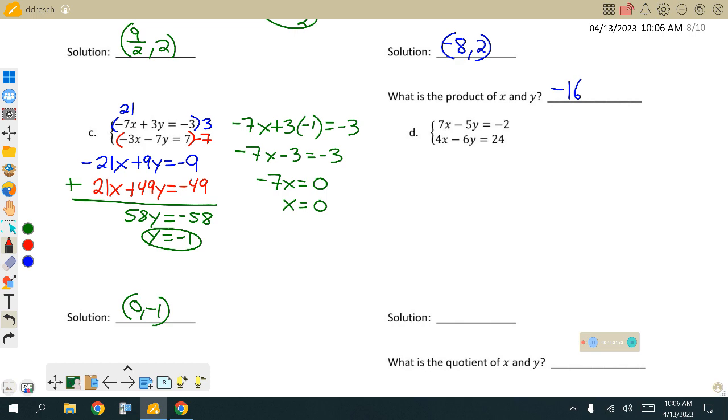What's the smallest number that both 5 and 6 go into? 30. Yeah, there's no smaller number, is there? 5 and 6 has got to be 30. So we've got to make those 30 y's.